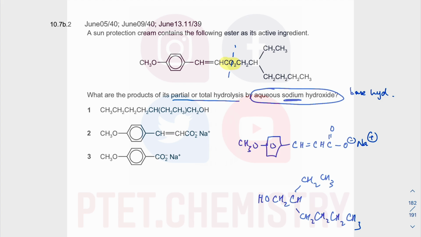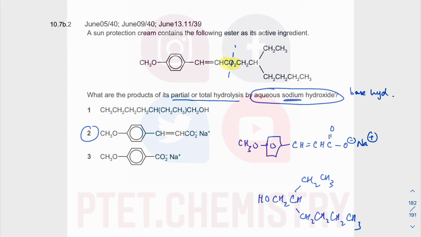Nothing has changed apart from the ester. All of this doesn't change, okay? And you don't have any other acidic group, only the acidic product gets deprotonated. So when you look at it, that is CH3, the benzene, CH, CHCO2 minus, Na plus. 2 is definitely correct, okay?